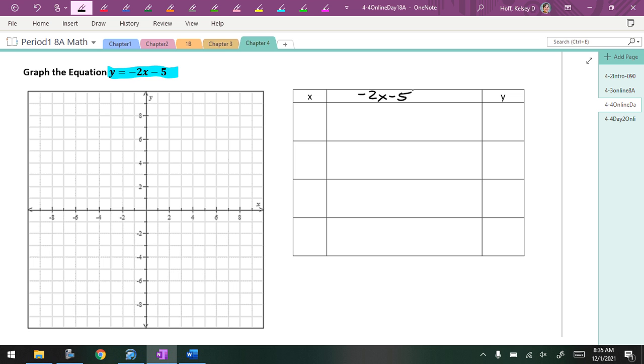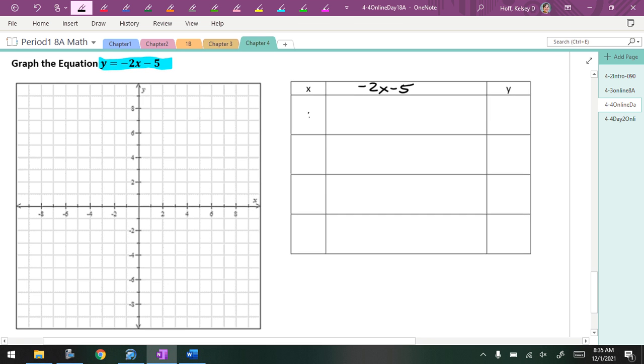Now, you get to pick values of x to plug in. What is the easiest number to plug in? 1. Okay, let's pick 1. What that means is we plug it in for x. So negative 2, and then in parentheses 1 minus 5. Now, do I multiply or subtract first? There's no division in this. Do I multiply or subtract?